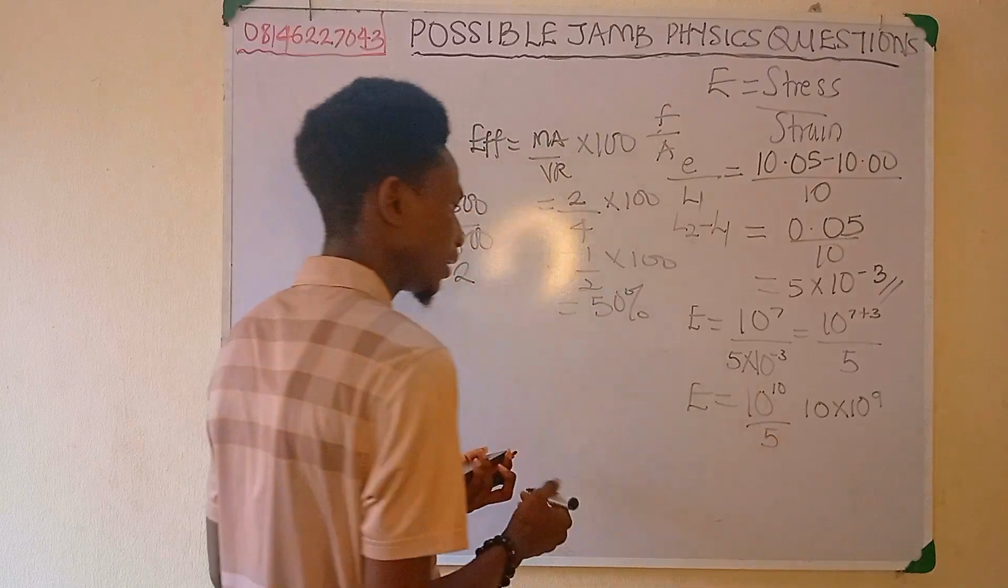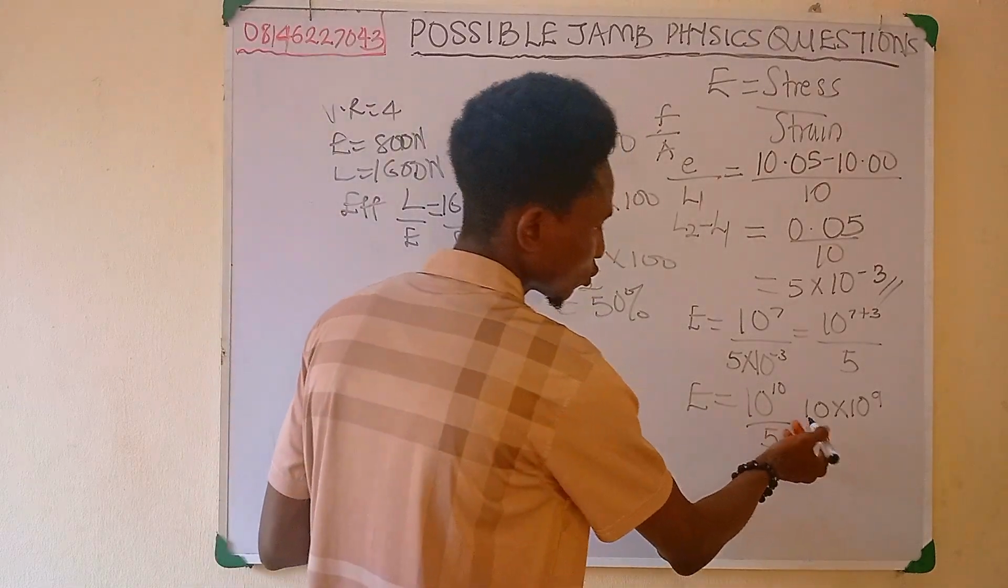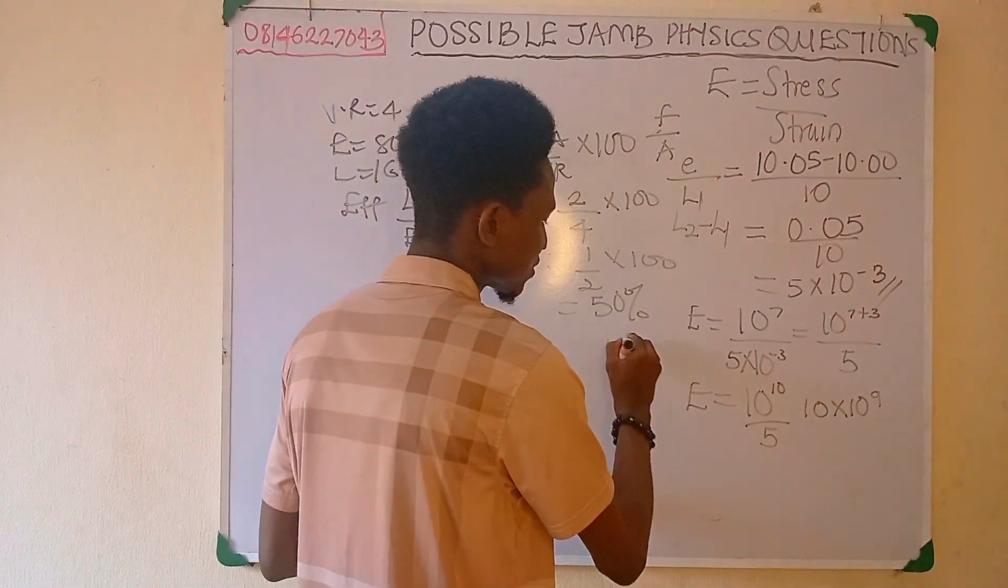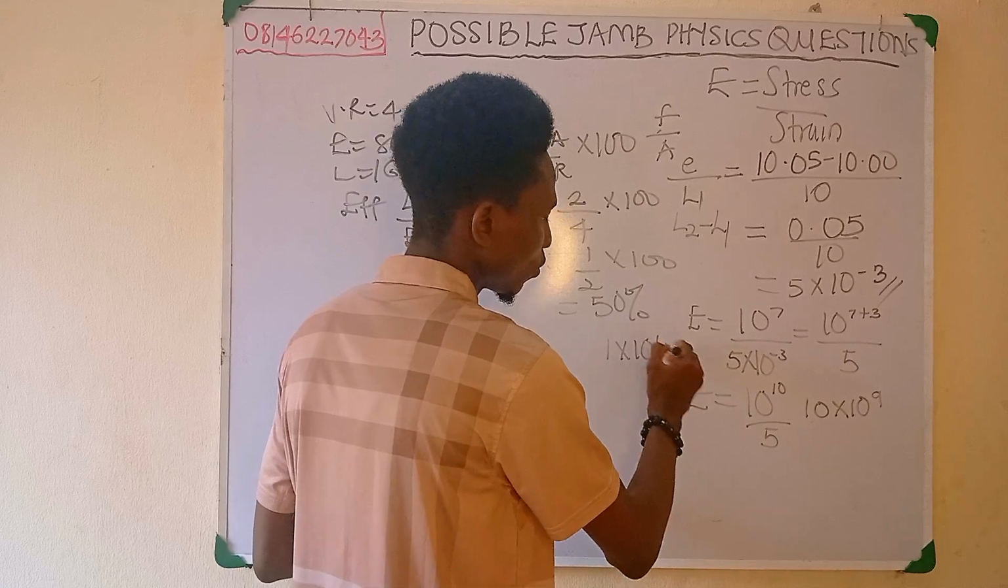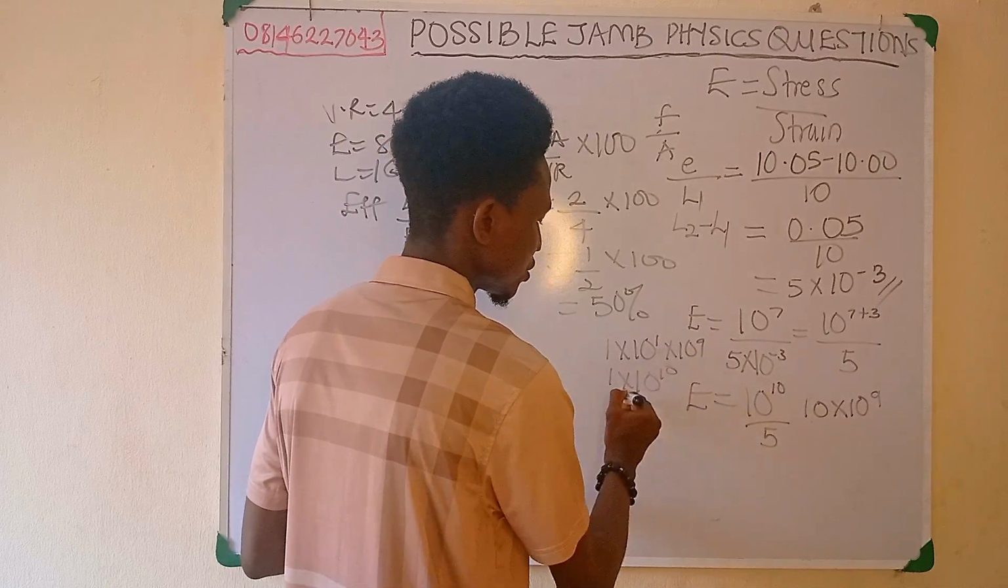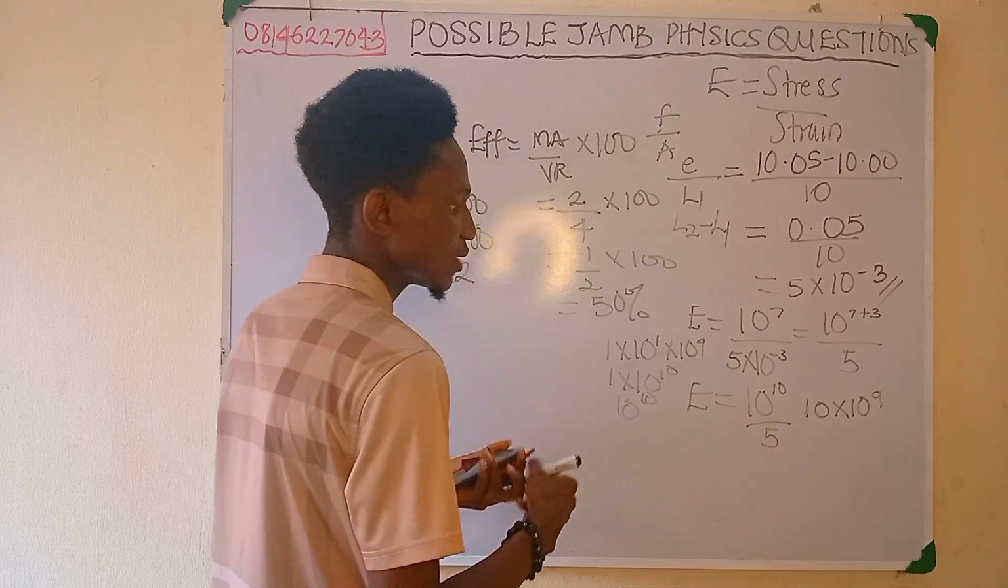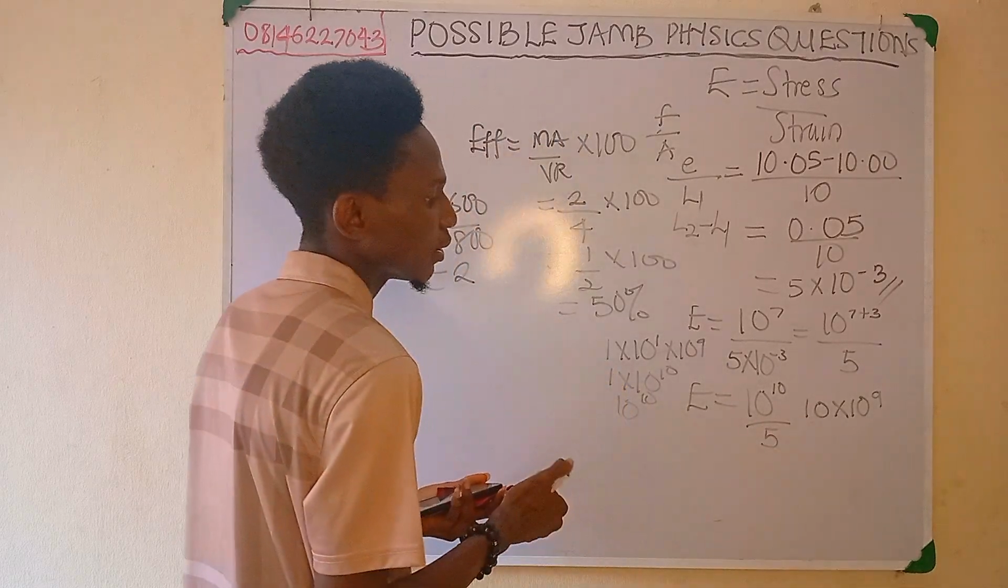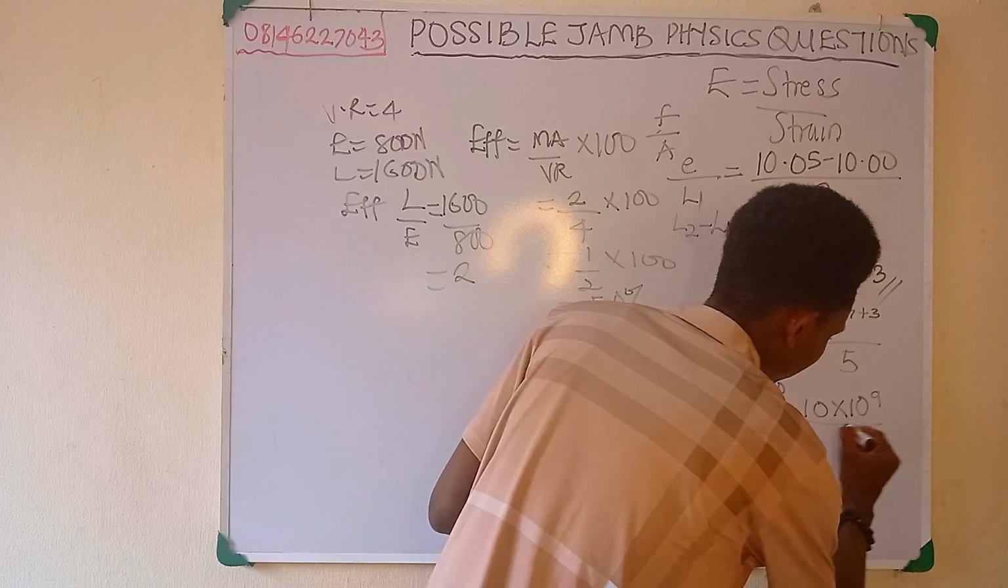The same thing as 10 raised to the power 10, because 10 is 1 times 10 raised to the power 1. So if you add it to 10 raised to the power 9, you're going to get 1 times 10 raised to the power 10, which is 10 raised to the power 10. So you're going to get 10 times 10 raised to the power 9, divided by 5.